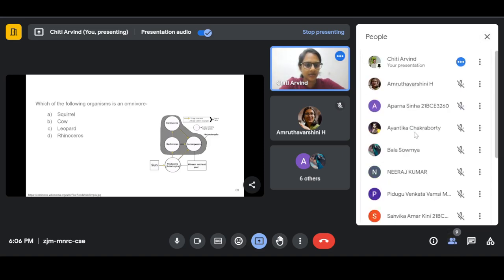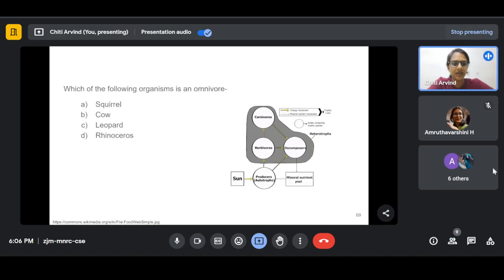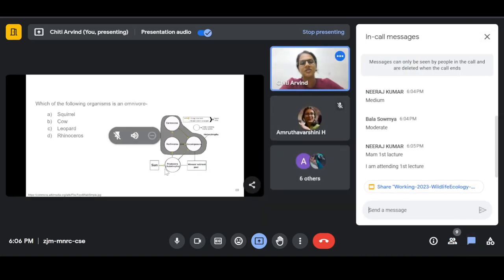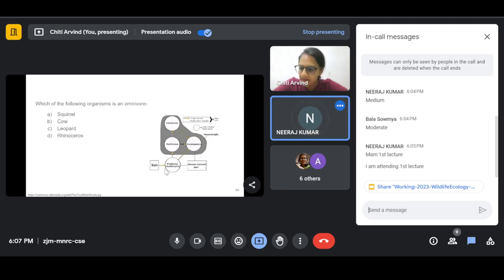Since there are very few of you, I would like all of you to reply. So please use the chat box and choose your answer. Which of the following organisms is an omnivore? First tell me, what do you understand by an omnivore? Does anyone know what an omnivore is? An omnivore is an organism that eats everything. So which animal out here falls under the category of omnivore? Is it a squirrel, a cow, a leopard, or a rhinoceros?